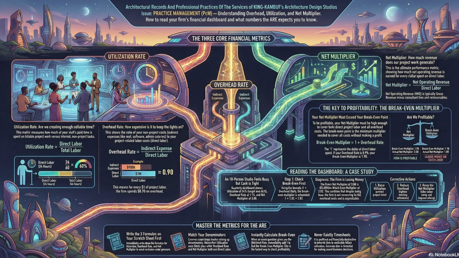So let's outline the necessary corrective actions that map back to these metrics. What is the immediate prescription for King-Kambuf? We need a sequence that addresses these problems directly, and you have to do it in order. Okay. First, to raise utilization short term, the immediate goal is to free up capacity. The firm needs to freeze all low-probability proposal pursuits for at least 30 days. Just stop that drain on indirect time.